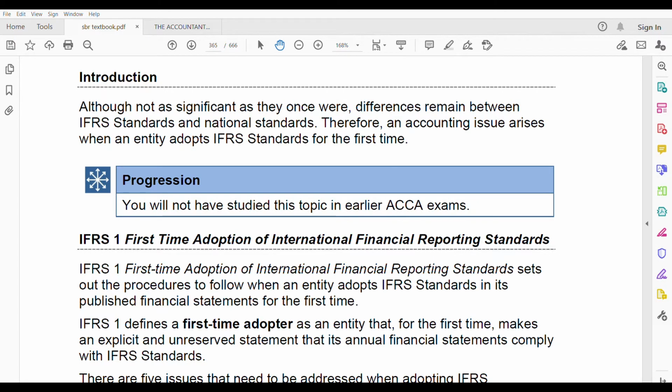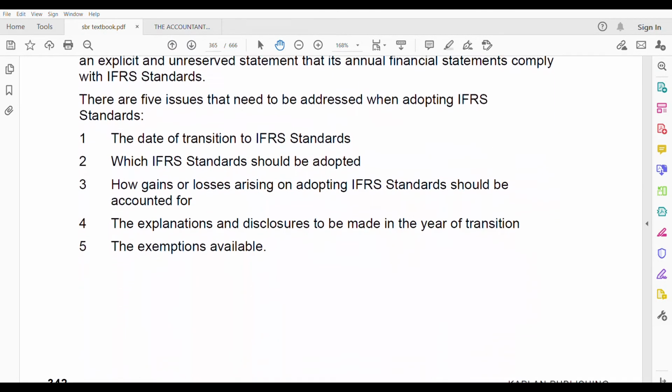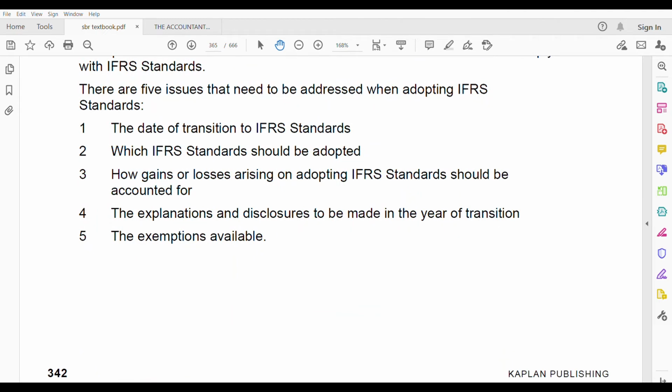Okay. Now, there are 5 issues that need to be addressed when adopting IFRS standards. Number 1, the date of transition to IFRS standards. From which date are you using IFRS standards? Number 2, which IFRS standard should be adopted? That means previously you have been using some national standards. Now when you're adopting IFRS standards, how do you adopt? It should be somewhat similar to that national standard.